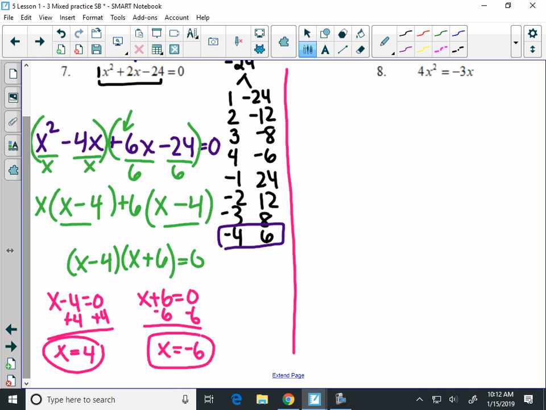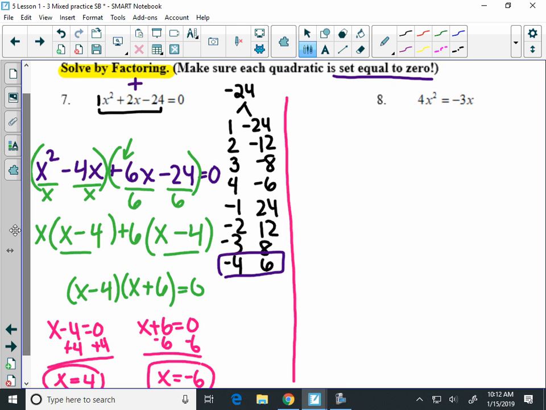All right, number 8, 4x squared equals negative 3x. Remember, we said above, we have to set it equal to 0, which I don't have here. So I'm going to move the negative 3x to the other side by adding it. That's going to allow that to cancel so that I have 0. All right, so in this problem now I have 4x squared plus 3x equals 0.